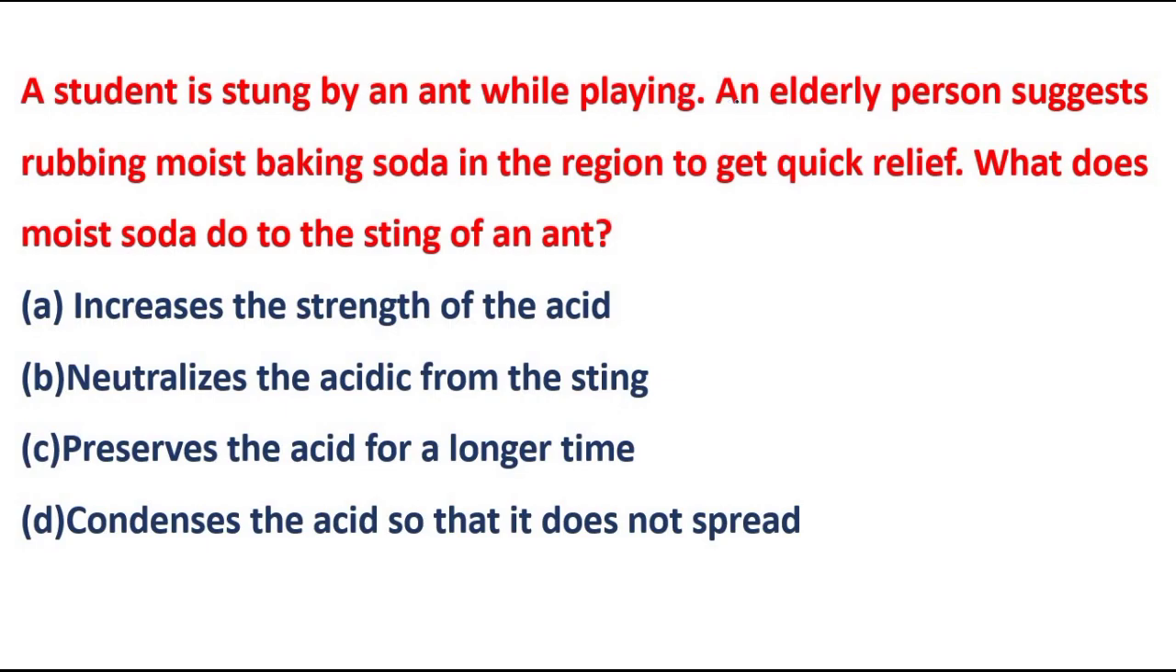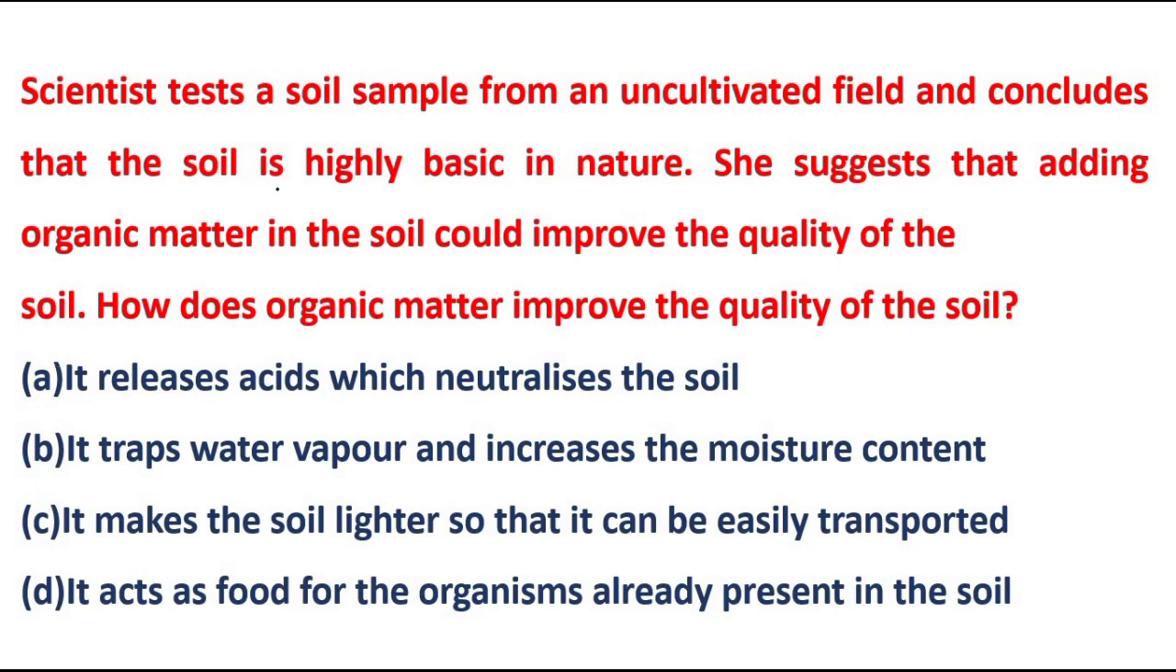Here we go with the next question. A student is stung by an ant while playing. An elderly person suggests rubbing moist baking soda on the region to get quick relief. What does moist soda do to the sting of an ant? It is an example of a neutralization reaction. Option B, it neutralizes the acid from the sting.